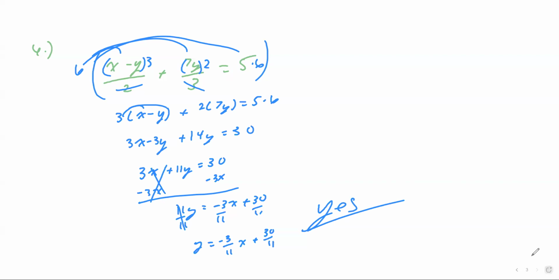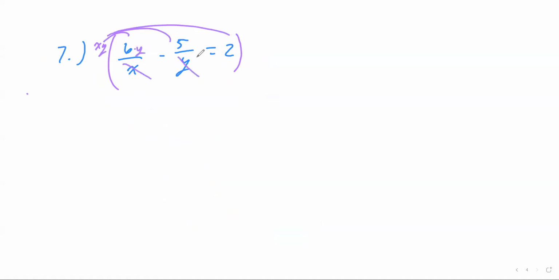All right, let's look at another one. Let's look at number 7. You're given 6 over x minus 5 over y equals 2. Again, I don't like fractions, so I'm going to multiply by the least common denominator, which in this case is xy. When I do that, I will be multiplying this by y, multiplying this one by x, and this one will be getting xy. So this is now 6y minus 5x equals 2xy.